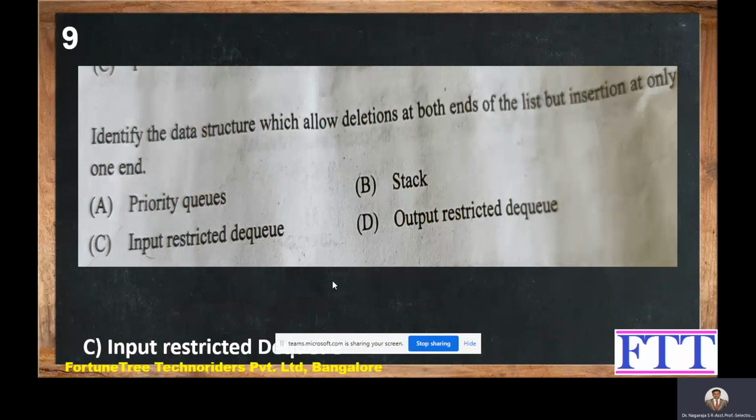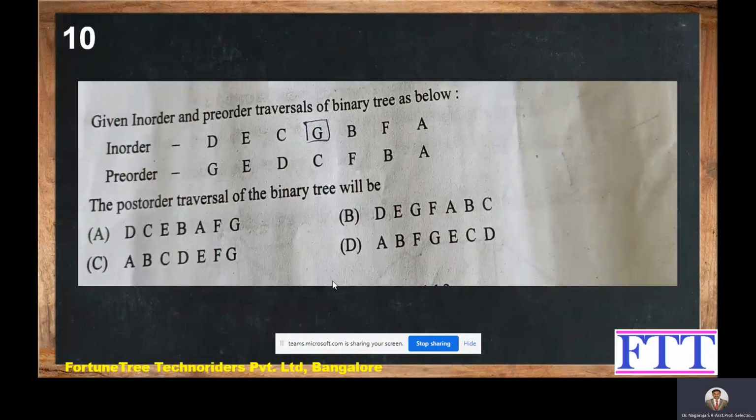Coming to the 10th one. In-order and pre-order tree traversals are given with respect to a binary tree. In-order: DECG, BFA. Pre-order: GED, CFBA. The post-order traversal we need to find. Here they have given the options. For this question, the right option is option A, DCE, BAGF, BAFG.